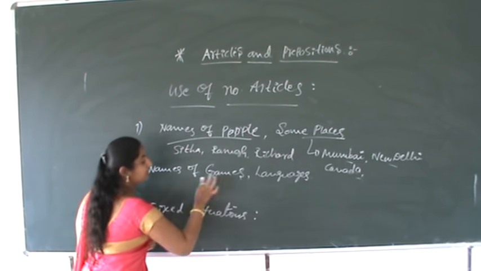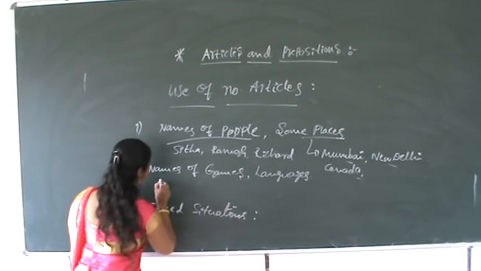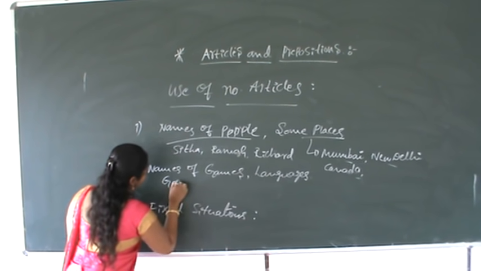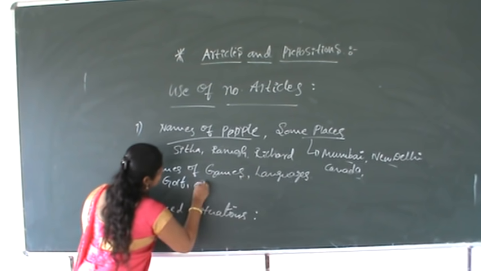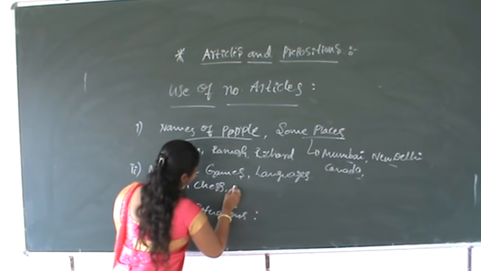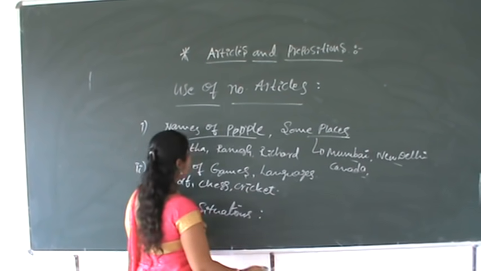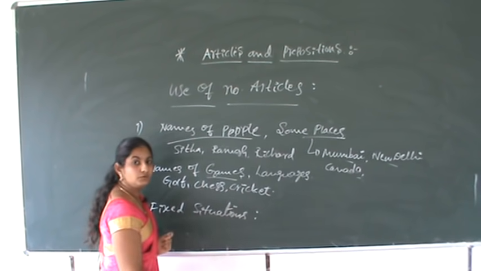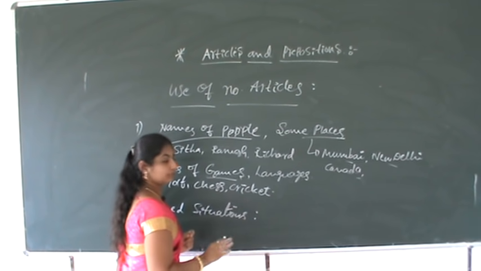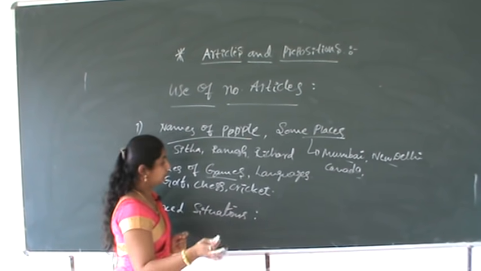And then names of games. For example, golf, chess, and cricket. Before the names of games, we are not going to use any articles. It may be a, an, or the, whatever it is.